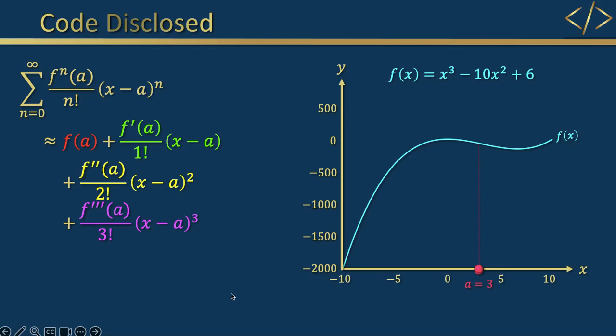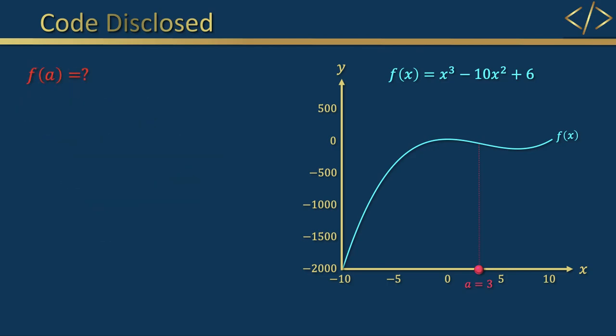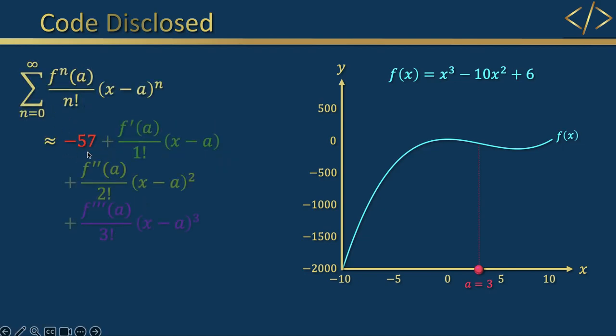So let's start calculating the first term, and then let's add it back to the series. The first term is f of a. f of a means that I have to take my function and evaluate it at a. So instead of each x, I need to put a instead. a is 3, then it's 3 cubed minus 10 times 3 squared plus 6. Just very simple math operations. I will get minus 57. Let's put this back into the series. So the first term of the series will be minus 57.